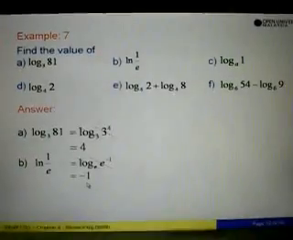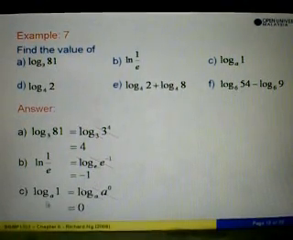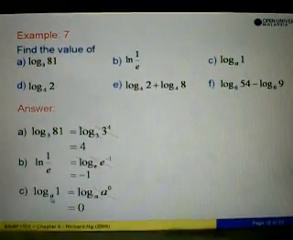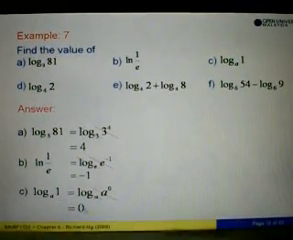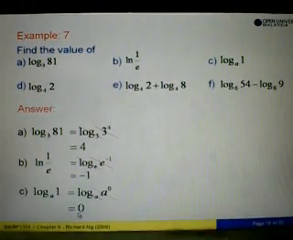So the answer will be equals to negative 1. In example C, log base A of 1. As I mentioned just now, log of anything, to any base, of 1, the answer is always 0. In this case, we know that log 1 is actually equals to A to the power 0, so we can cancel log A and A. So the answer will be 0 here.